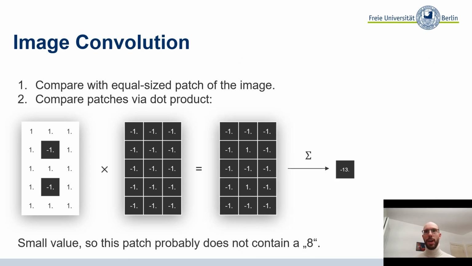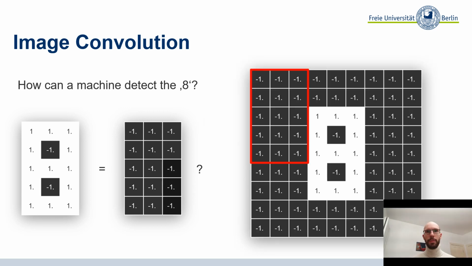Well, you've already learned how to do that. We can use a comparison metric, and a useful way of comparing things or vectors in machine learning is using the dot product. So we can calculate the dot product between this patch and this patch. In this case, we get a result of -13, which is small. So this seems to indicate that the patch probably does not contain an 8.